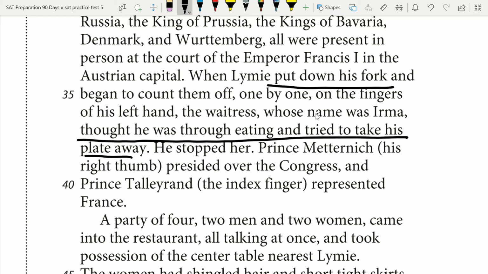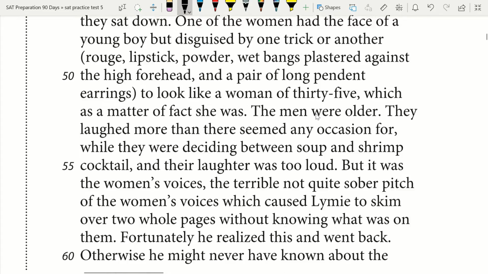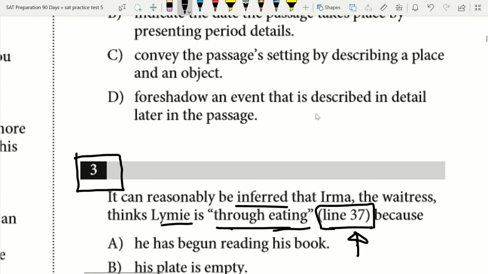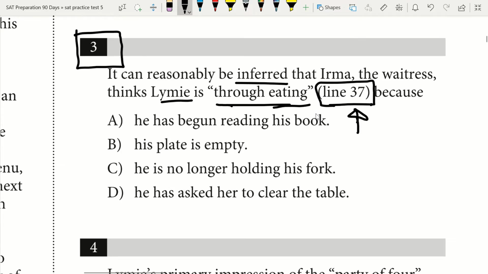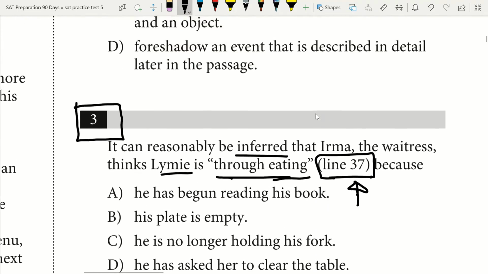fingers of his left hand, the waitress, whose name was Irma, thought he was through eating and tried to take his plate away. Okay, so my question, I'll go down and read it. It's asking me, why does the waitress think that Limey's through eating? Why does Irma the waitress think Limey's through eating?